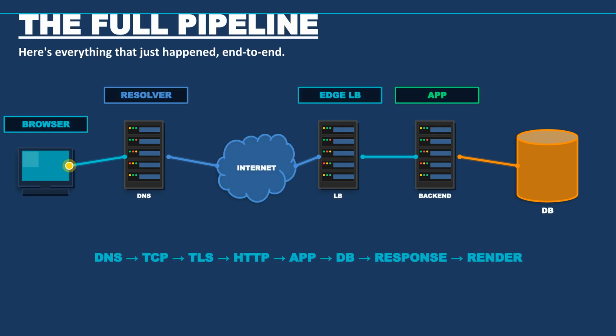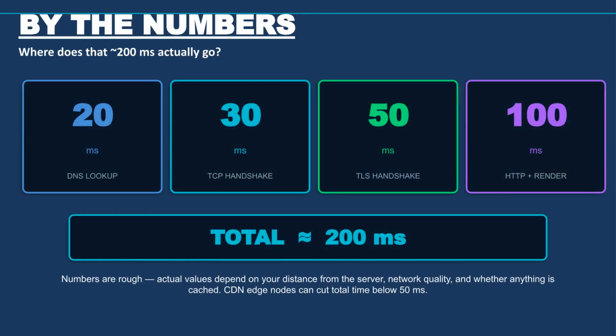The major steps are DNS lookup, TCP handshake, TLS handshake, HTTP communication, app processing, database query, response, and render. It involves 8 major hops and happens in about 1/5 of a second. By the numbers, the 200 milliseconds are roughly distributed as 20 milliseconds for DNS lookup, 30 milliseconds for TCP handshake, 50 milliseconds for TLS handshake, and 100 milliseconds for HTTP and render. Actual times vary based on distance and network quality, but optimizations like CDNs can speed up the total time.